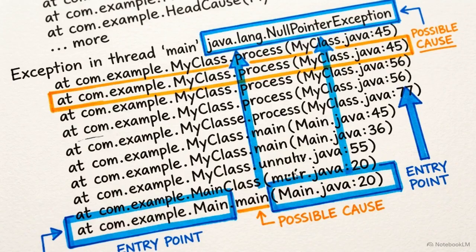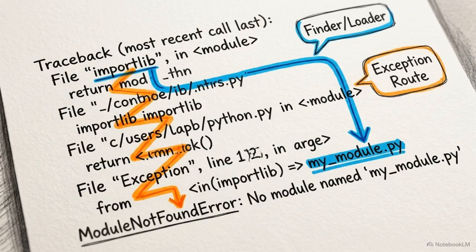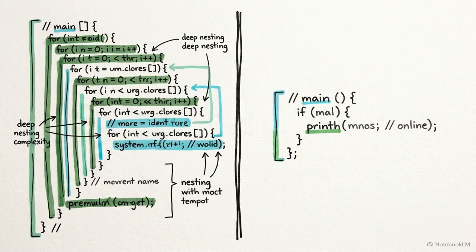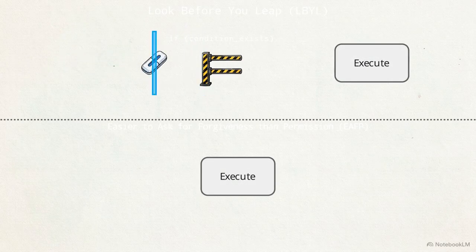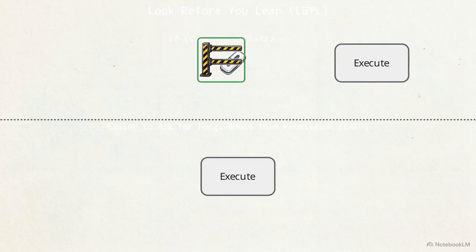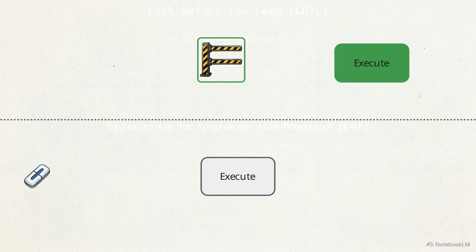Pulling back from the micro-memory level, this heavily annotated stack trace traces the complete architecture. It exposes the paths of the finders and loaders, and the exact route of the unwinding exceptions. This architecture dictates how developers write Python. Traditional C-style languages often rely on look before you leap, using preemptive if and else checks to evaluate conditions before executing them. Python relies on a philosophy known as easier to ask for forgiveness than permission, or EAFP.